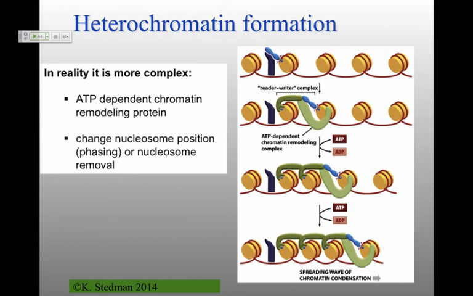Or in the opposite case, if you have a region which you want to be shutting down, now you have a histone methyltransferase, which will put methyl groups onto your histones, and then the proteins that will recognize that and lead to more methylation of those particular histones.